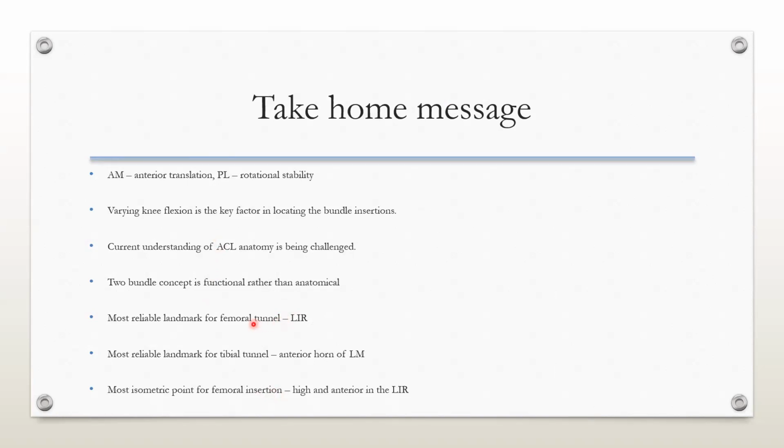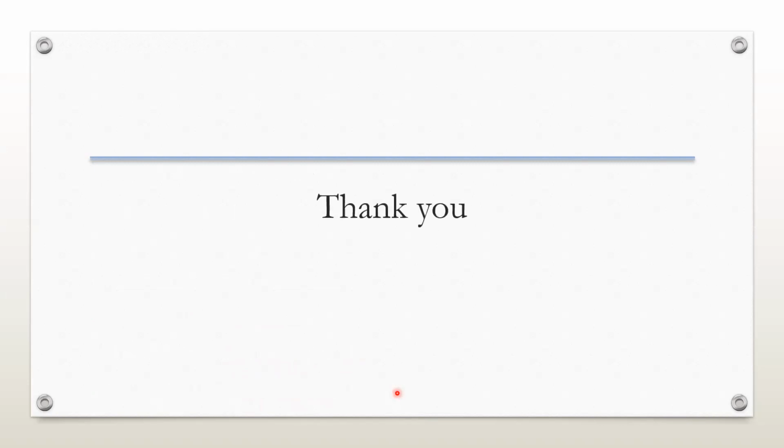However, in cases where the ACL is not intact, the most reliable landmark on the femoral side would be the lateral intercondylar ridge, and the most reliable landmark for the tibial tunnel would be the point medial to the anterior horn of the lateral meniscus. And the most isometric point for femoral insertion is probably high and anterior along the lateral intercondylar ridge, rather than the center of the AM and PL bundles. Thank you.